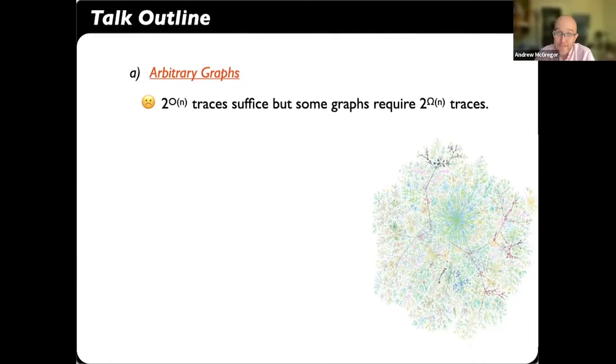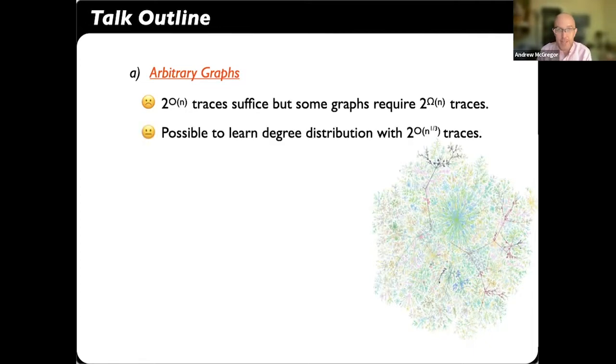But the bad news is there exist pairs of graphs such that if you have to distinguish which one is the unknown graph, then the lower bound is also exponential in n traces. So this is the bad news I'm starting with.